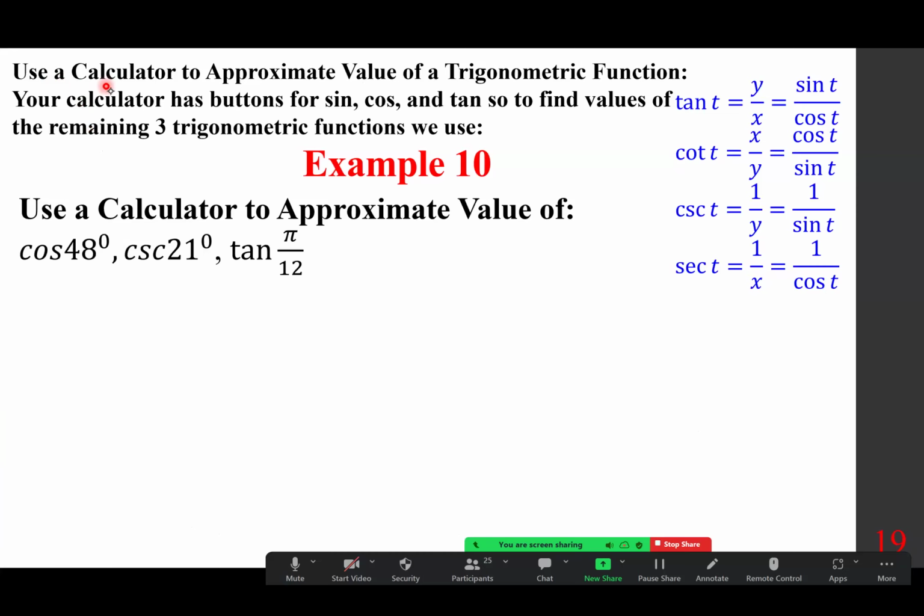Use a calculator to approximate the value of a trigonometric function. Your calculator has buttons for sine, cosine, and tangent. To find the values of the remaining three trigonometric functions, we use the reciprocals. So for example, when we are dealing with cases that are not common arcs, for example, cosine of 48 degrees, we put it into a calculator.